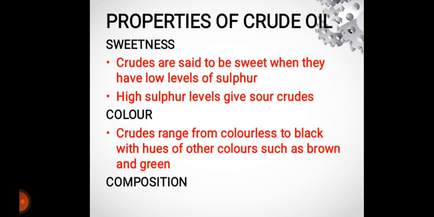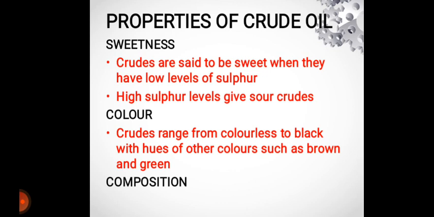Color. Crudes can also be classed according to color, and the color of crude ranges from colorless to black. I know most of you may not believe that crude can be colorless, but that's the truth. Some crudes are colorless, while others are black. And in between, we have hues of other colors, such as brown and green.